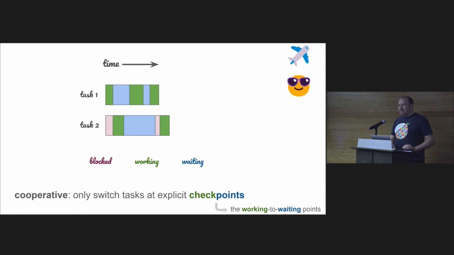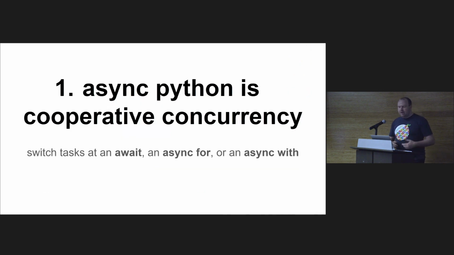The downside here is that the scheduler can't help you if you forget to write a checkpoint. So if you have a loop that just happens not to have a checkpoint in it, that task is just going to keep running and keep running and keep running. And if it's waiting for results from another task, you have a deadlock. So the upside is that it's a little easier to reason about. The downside is it forces you to make sure that you have enough of those checkpoints in there. And so async Python is cooperative concurrency. I just talked about the syntax: we have the await, the async for, or the async with.